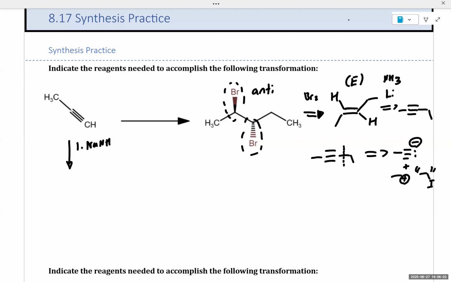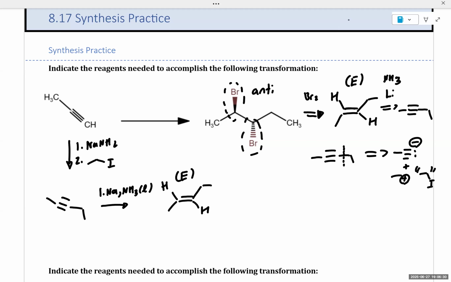First, I'm going to deprotonate the alkyne, and then I'm going to treat it with ethyl iodide. This in turn generates the following alkyne. To make my needed E-alkene, I'm going to treat with sodium and ammonia, dissolving metal reduction conditions, which in turn yield the E-alkene. From here, I'm going to treat this E-alkene with bromine, and that in turn generates the anti-1,2-dibromide.